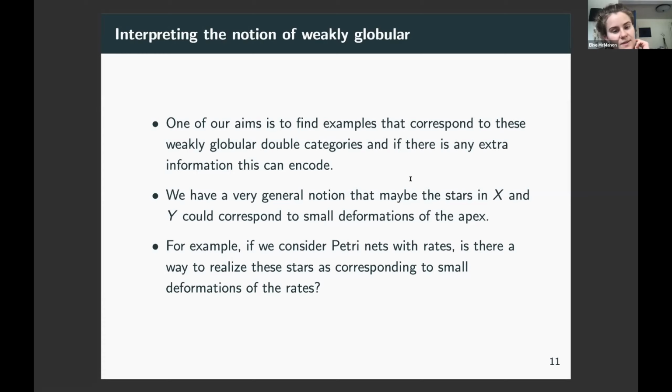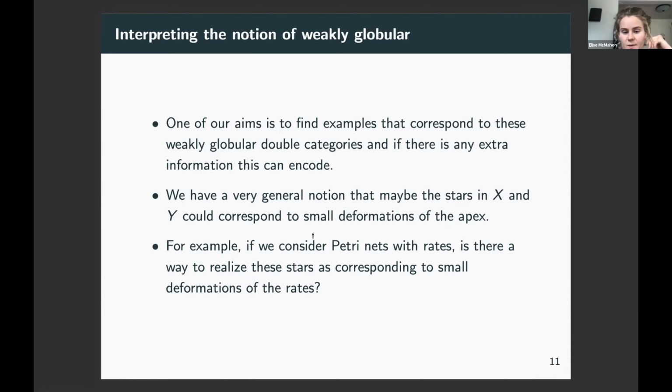So one very general idea that we had was that maybe the stars, I don't remember if Emma referred to the stars, but the apexes were sort of fattening each element by this groupoid. You can imagine it looking like little stars, with the center being what our object in X was. So we're thinking that maybe this fattening can correspond to small deformations of the apex.